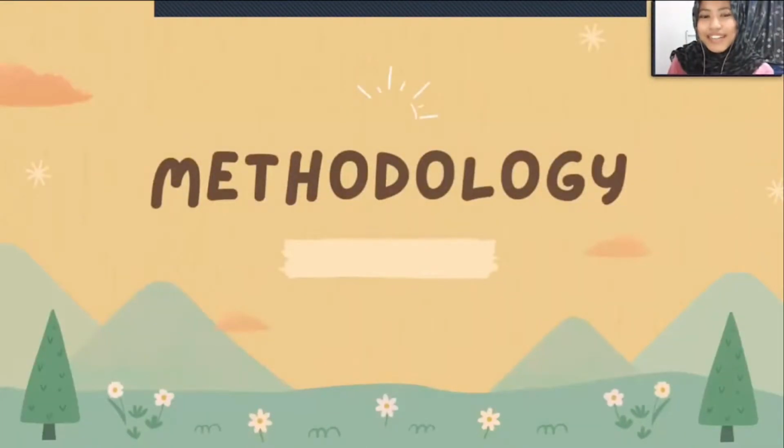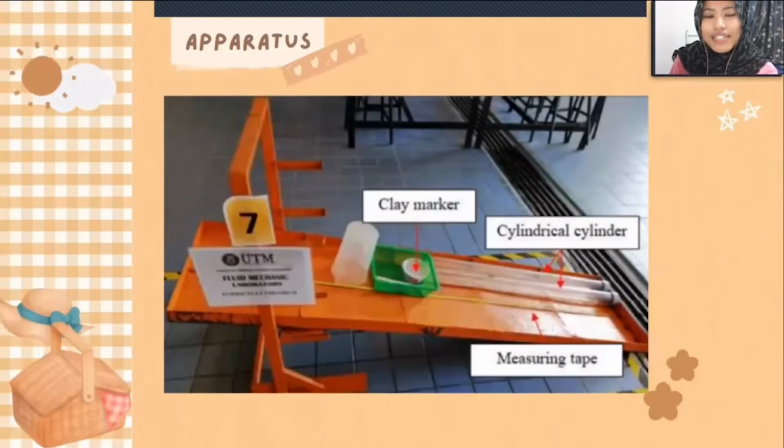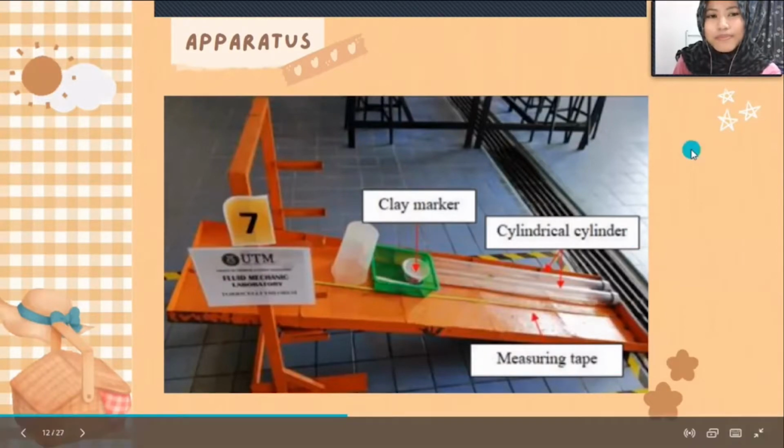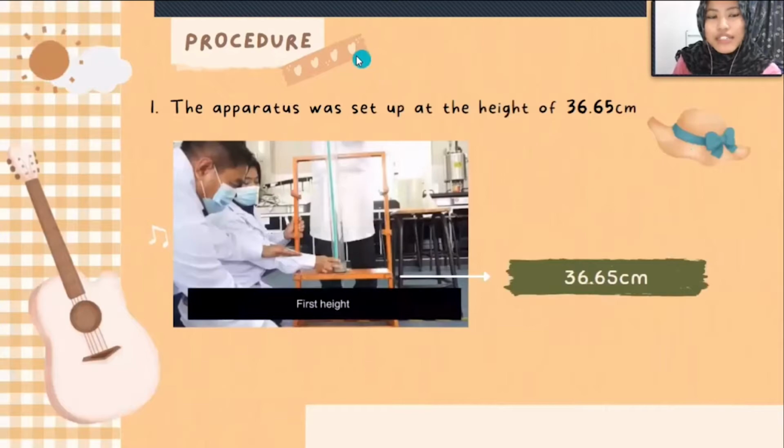Hi, I am Rahazwani. Next, I will continue with the methodology part for this experiment that consists of the apparatus and also the procedure. Okay, so here's our apparatus. As we can see here, we have clay marker, cylindrical cylinder with 3 holes, and also we have measuring tape. Okay, moving on to the procedure.